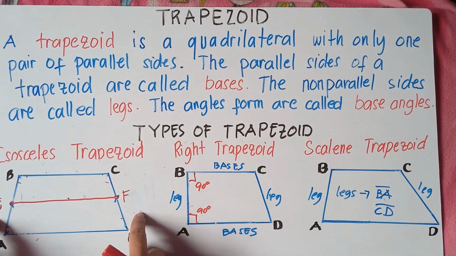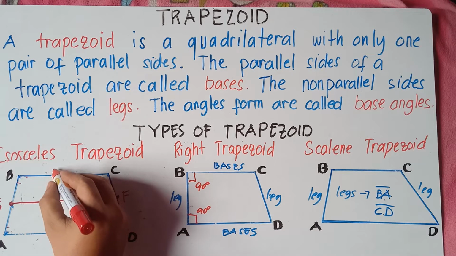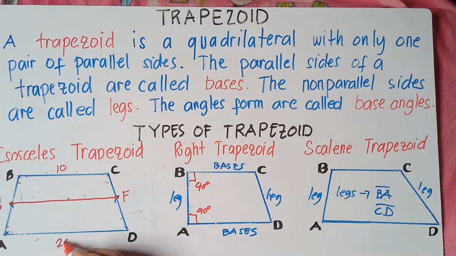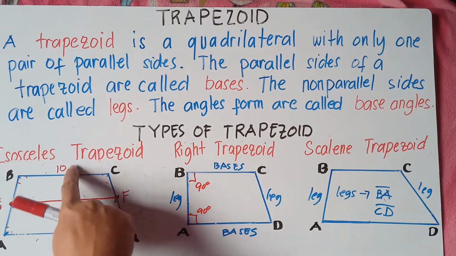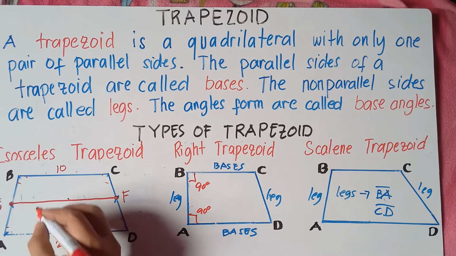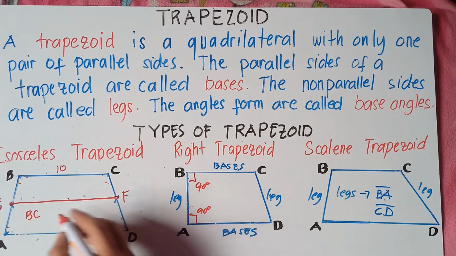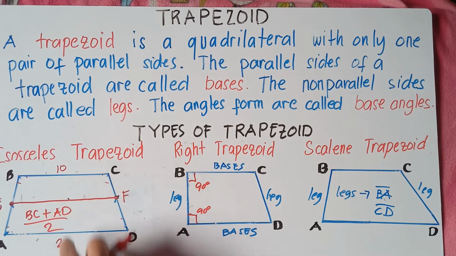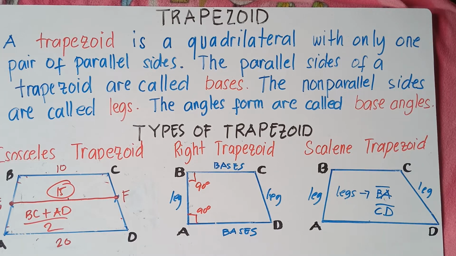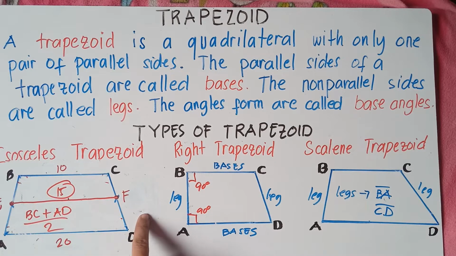So, very easy, class. What if we say that BC is 10, and AD is 20? To get line EF, simply add the measure of the bases, 10 plus 20, and then divide it by 2. So that would be BC plus AD, divided by 2. 10 plus 20, that's 30, divided by 2. Therefore, EF is 15. That's how you get the line EF.